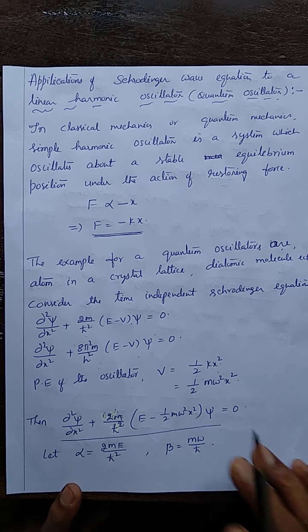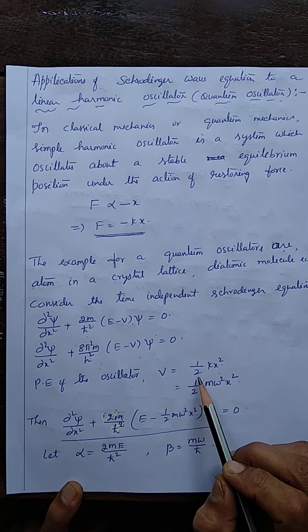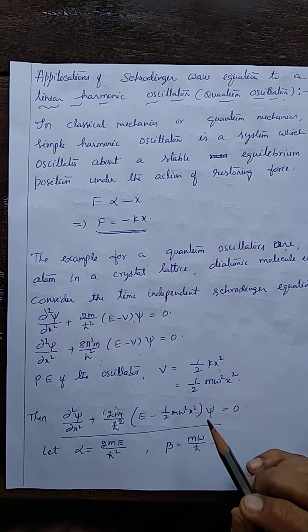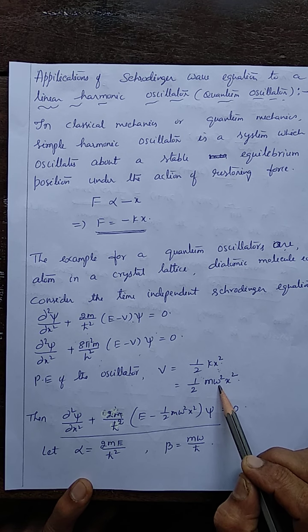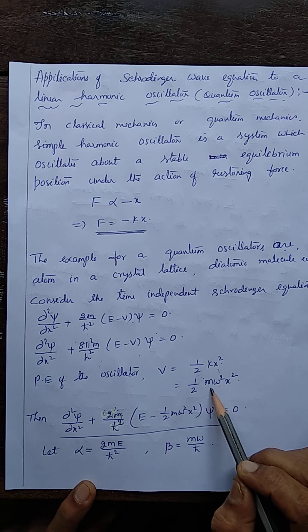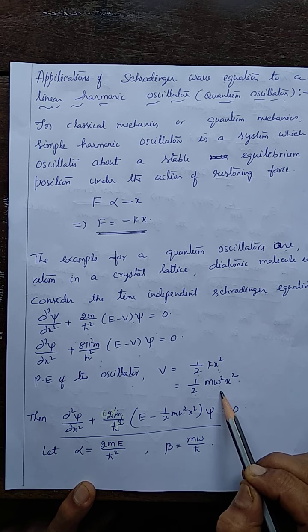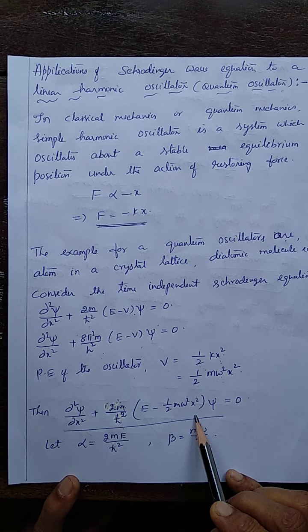In most of the discussions of the simple harmonic oscillator, we have come across this expression, half kx square. I won't repeat this. Half kx square is the expression for the potential energy of the oscillator, and in terms of mass and angular velocity it can be written like this, where k is m omega square. So this is the expression for the potential energy of the oscillator, and substituting it, the Schrodinger equation becomes this.